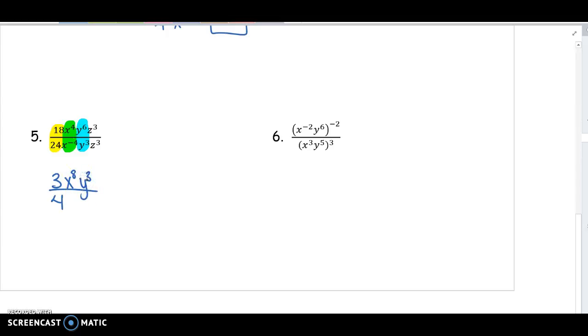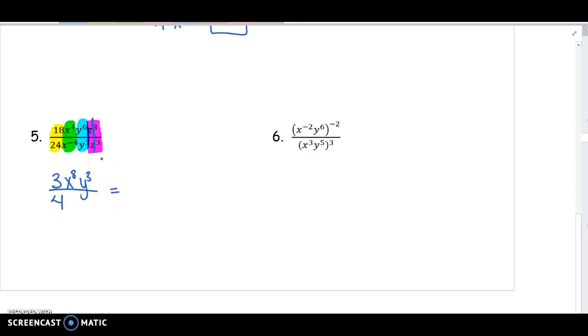Or you could think about there's 6 factors of y on the top, there's 3 factors of y on the bottom. The 3 on the bottom are going to grab 3 on the top and cancel them out, leaving you with 3 left on the top. And lastly is the z's. Z to the 3rd divided by z to the 3rd cancels each other out, and it's just 1.